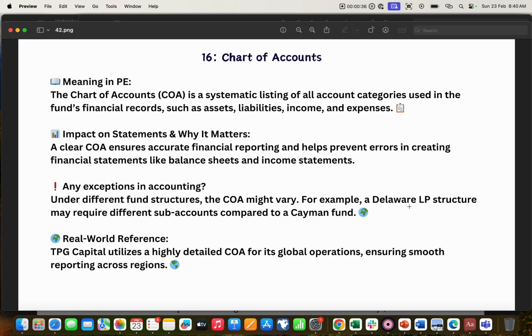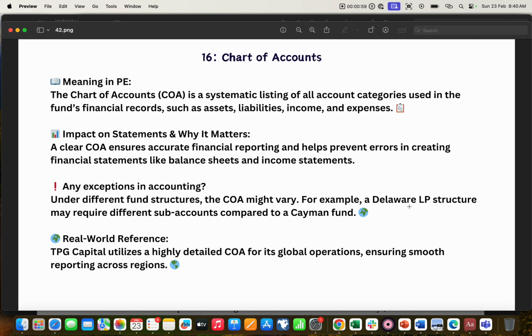COA. Think of the chart of account as the backbone of financial reporting. It is a structured list of all the account categories, such as asset, liability, income, expenses, used in the fund's financial records. It's like the ultimate checklist that keeps PE fund finance crystal clear.